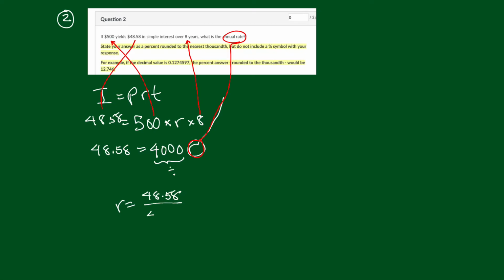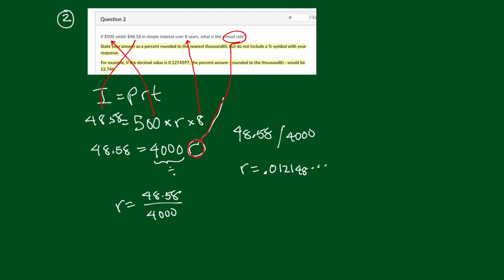48.58 divided by 4,000. And on my calculator, I'm going to type in 4,000 divide, no, I've got that exactly backwards. I'm going to type in 48.58 divided by 4,000. And when I did that, I came up with R being 0.0121, and something like 48.